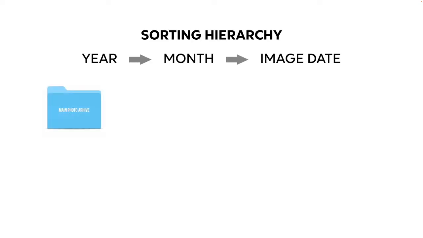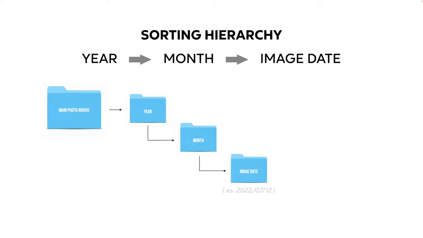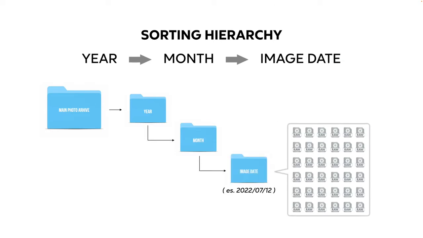So Capture One basically looks at the photo as it's being imported, checks what the date is, creates a folder for the year, a subfolder for the month, then creates an extra subfolder of the actual date and puts the photo in there. So it does all that automatically and consistently.